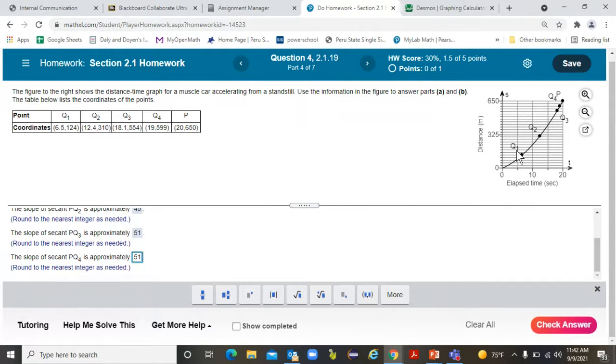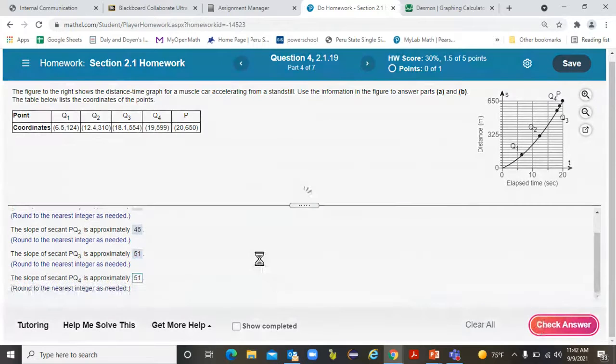Essentially, notice as the intervals, Q1, Q2, Q3, get closer to the point P, we're getting closer to how fast he was going at P. So that's kind of the idea.